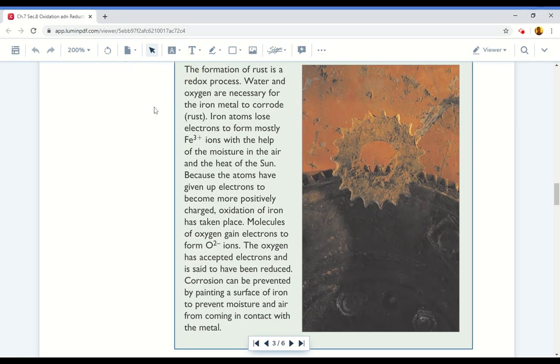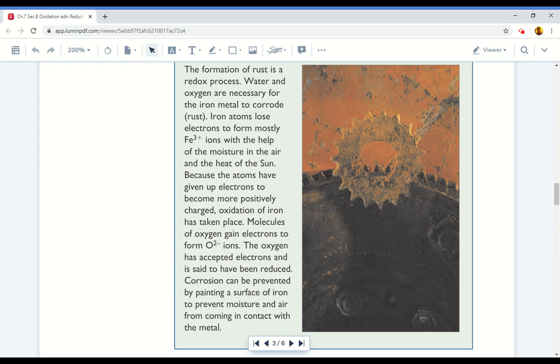The formation of rust is a redox process. Water and oxygen are necessary for the iron metal to corrode or rust. Iron atoms lose electrons to form mostly iron ions with the help of the moisture in the air and the heat of the sun. Because the atoms have given up electrons to become more positively charged, oxidation of iron has taken place.